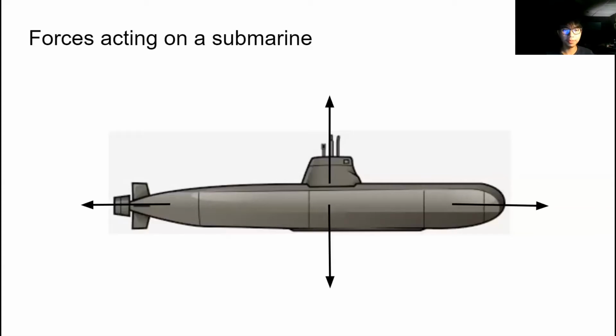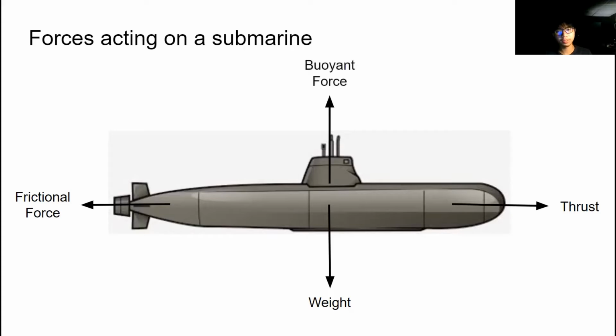Okay, before we move on to the main question, first we need to know what are the forces acting on a submarine. The force that acts forward is known as thrust. Thrust will enable the submarine to move forward. And when there is thrust, there will also be frictional force, which opposes it. And as we know, the submarine itself will have weight, which will act downwards. And the force that enables the submarine to float is, of course, the buoyant force.